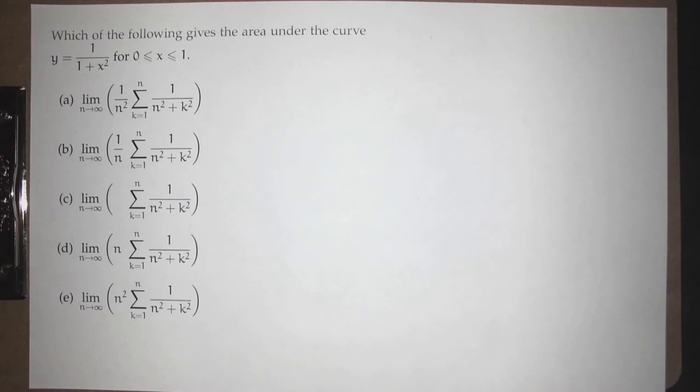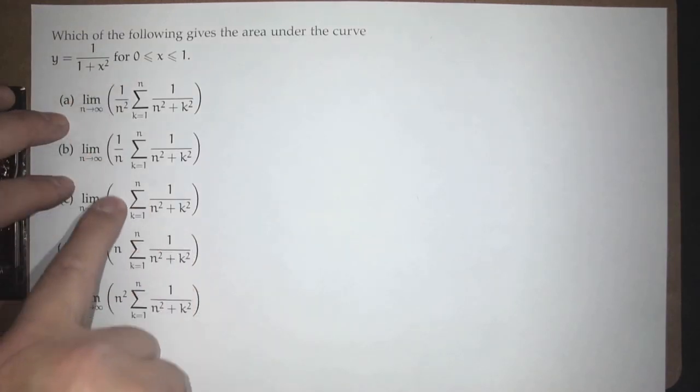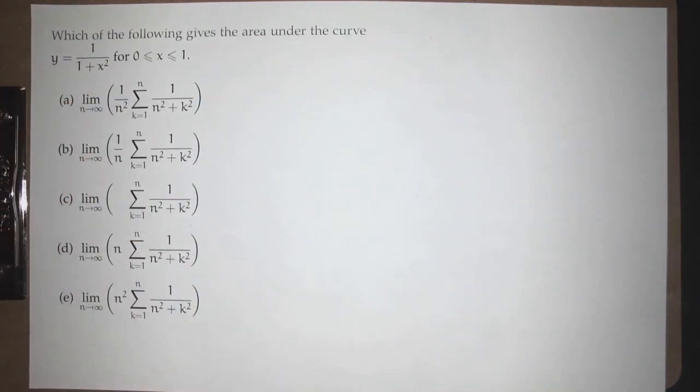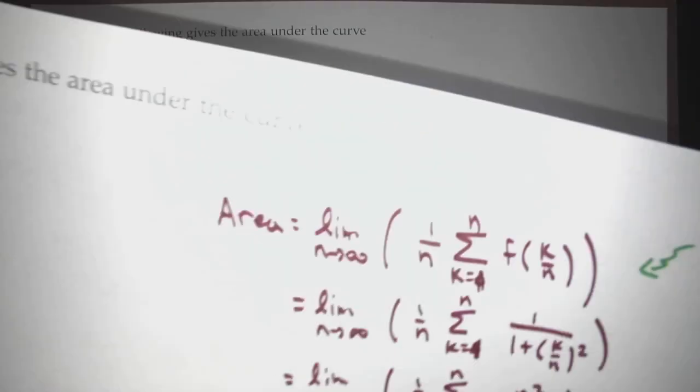A, B, C, D, or E. The only difference, by the way, is what's in the front. So which one is it? And it's okay to guess. B is not a bad guess, but it's not the best guess. D is a better guess, yes.